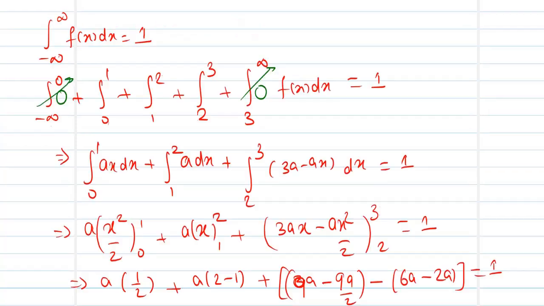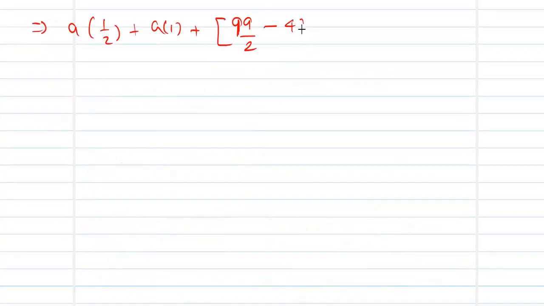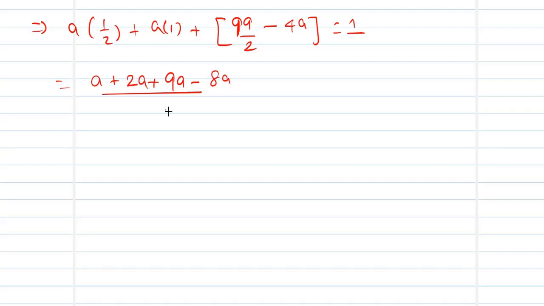Minus previous line, we have 6a minus 2a, that is going to be 4a. So this is going to be 4a equal to 1. Take the LCM as 2. So when we take LCM as 2, it is a plus 2 plus 9a minus, this is 1 over here. So when we take 2 as LCM, 4 2s are 8a. So this is going to have 2 as base. This is equal to 1.